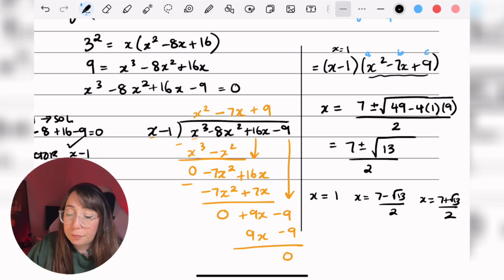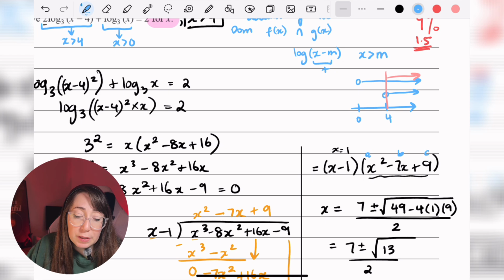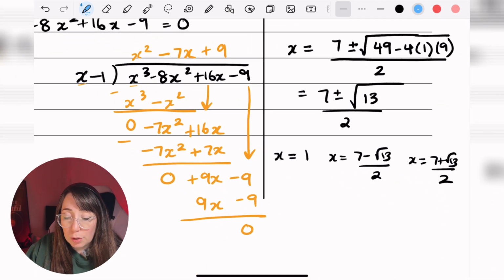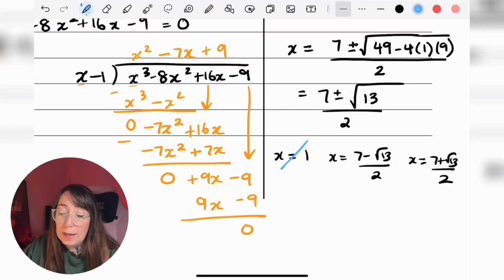Going back to our initial part of the question, we clearly set a domain that x needs to be greater than 4, so x minus 1 is not going to work. Our question is, are these in the valid domain? Some of you might be able to look at that and know straight away.